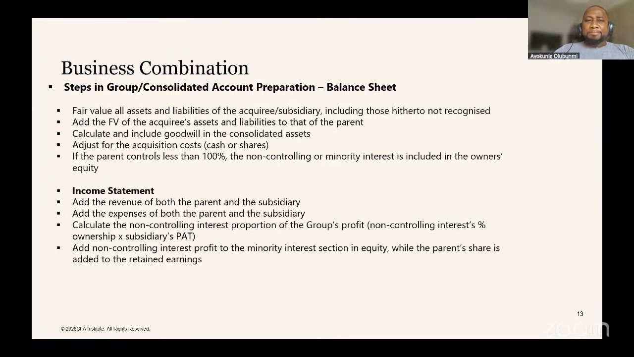So the next thing to do is to adjust for acquisition costs. Remember that when you acquire a company, you can either pay cash or issue your own shares as payment for that transaction. It's also possible to have a combination of both cash and shares. So assuming that it's cash, you need to deduct the cash from the entity's cash. And if it's shares, you need to adjust your shareholders' equity appropriately.